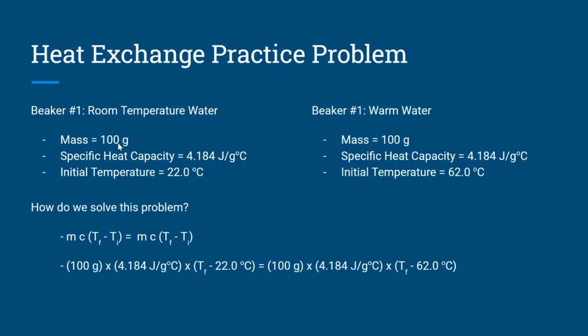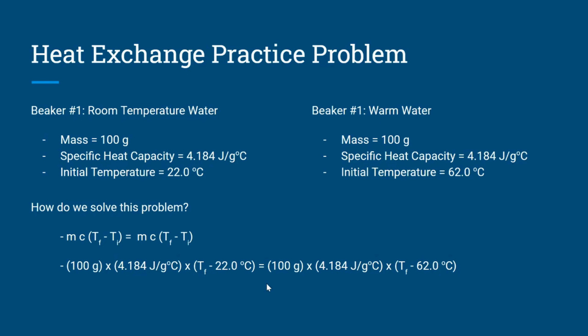100, mass of 100, specific heat of 4.18, final temperature minus 22, which was our initial temperature, is equal to negative the warm water, which is 100 grams, a specific heat of 4.18, final temperature, which we don't know, minus 62. So if we look on both sides of this equation, what are we trying to solve for? We're trying to solve for TF on both sides, which is the exact same variable. So if we very carefully solve for TF, what are we going to get? So take a moment, pause the video, and see if you can try to solve for TF on your own.